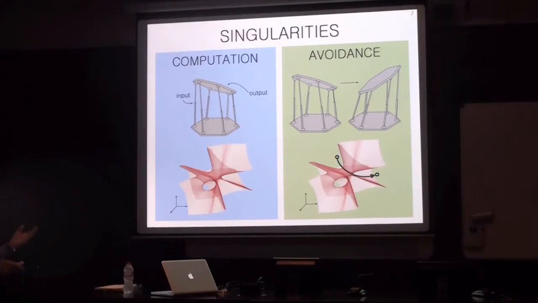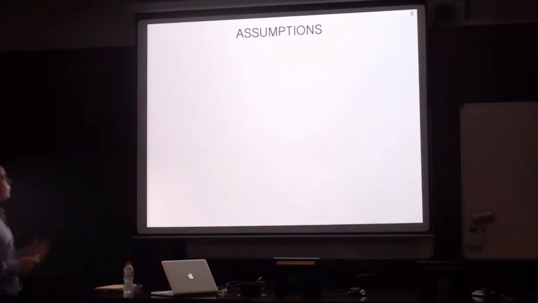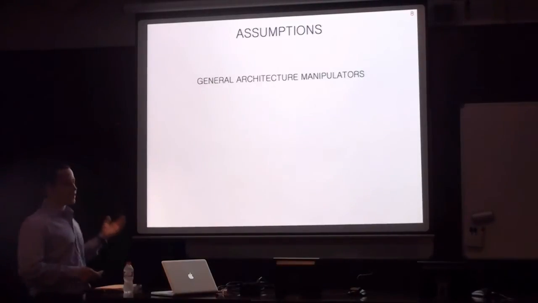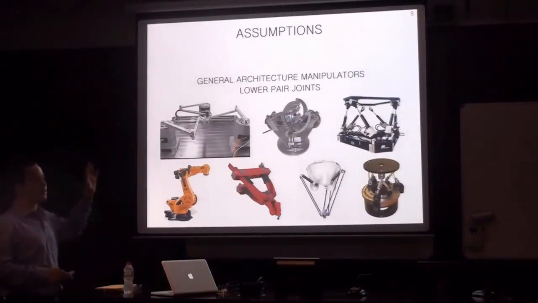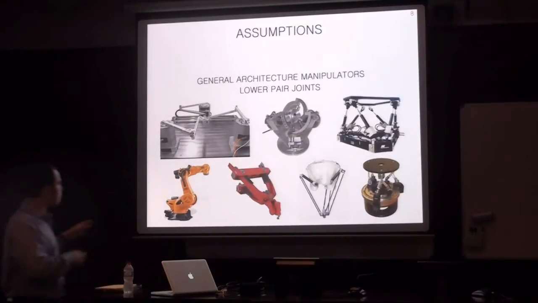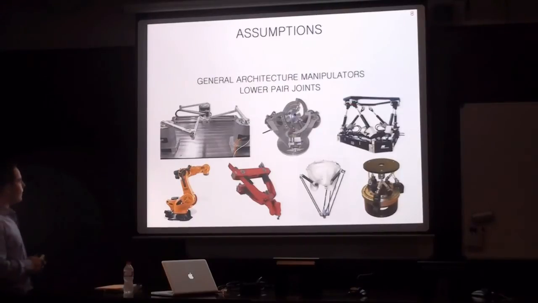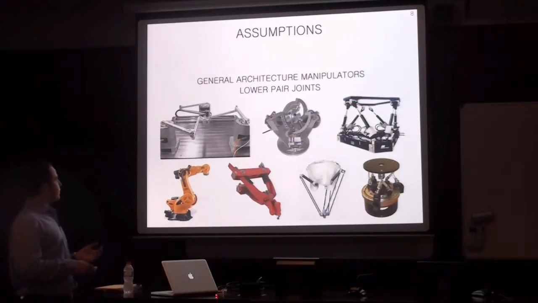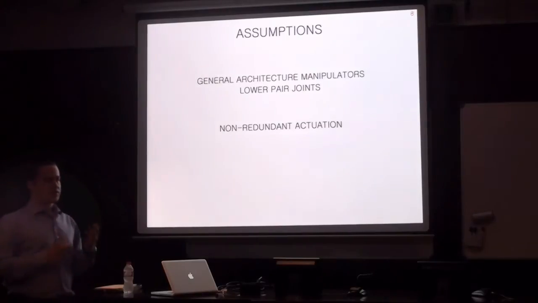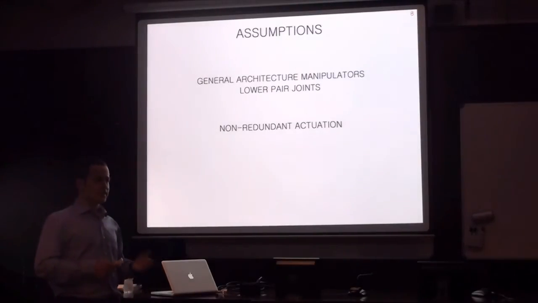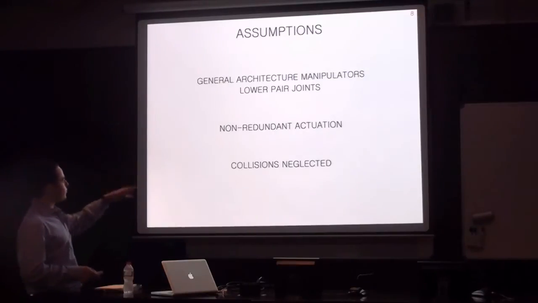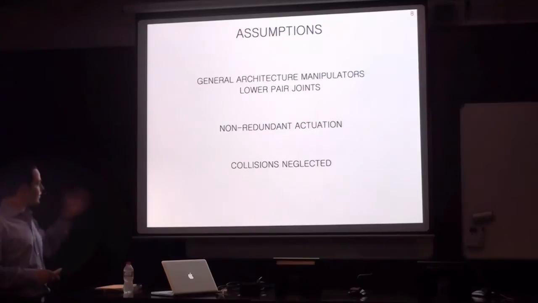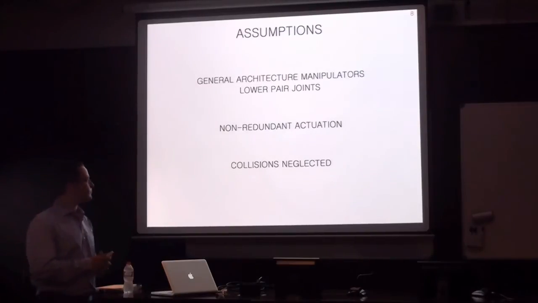So what are our assumptions for these problems? We would like to solve these problems for general architecture manipulators with lower pair joints, whether they are planar, spherical, or spatial, and with any multibody system topology. Also, we have restricted our attention to the non-redundant case for the sake of simplicity, but the development should be extendable to the redundant case as well. And finally, we have not considered the possible collision between the bodies because this adds considerable complexity to the problems and usually can be dealt with a posteriori.